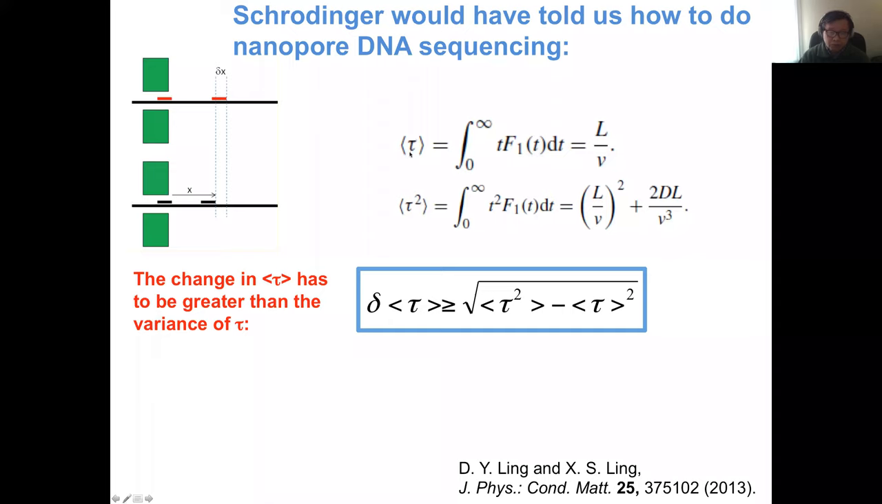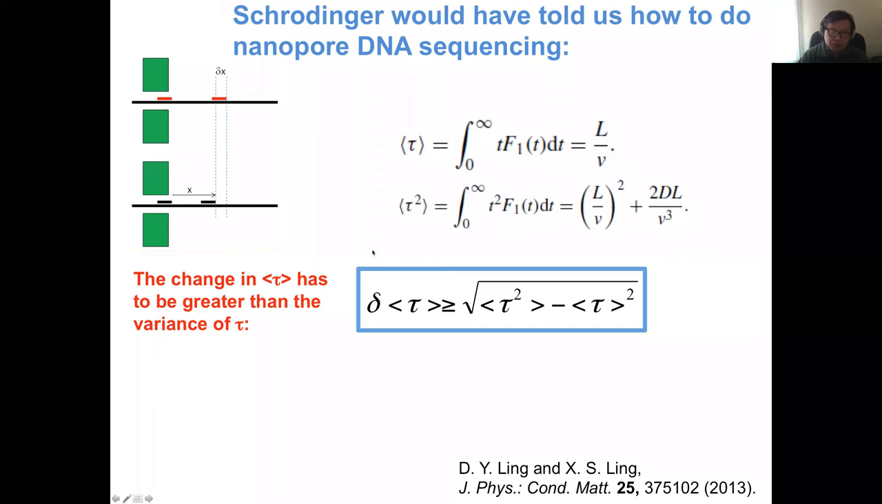Okay. So if you calculate the mean first passage time from this, when these two probes are passing through the pore, then that's just the length divided by velocity. This L is X. Okay. And then if you calculate the second moment, you get this. This is the exact expression, okay, these two are non-approximations, okay.